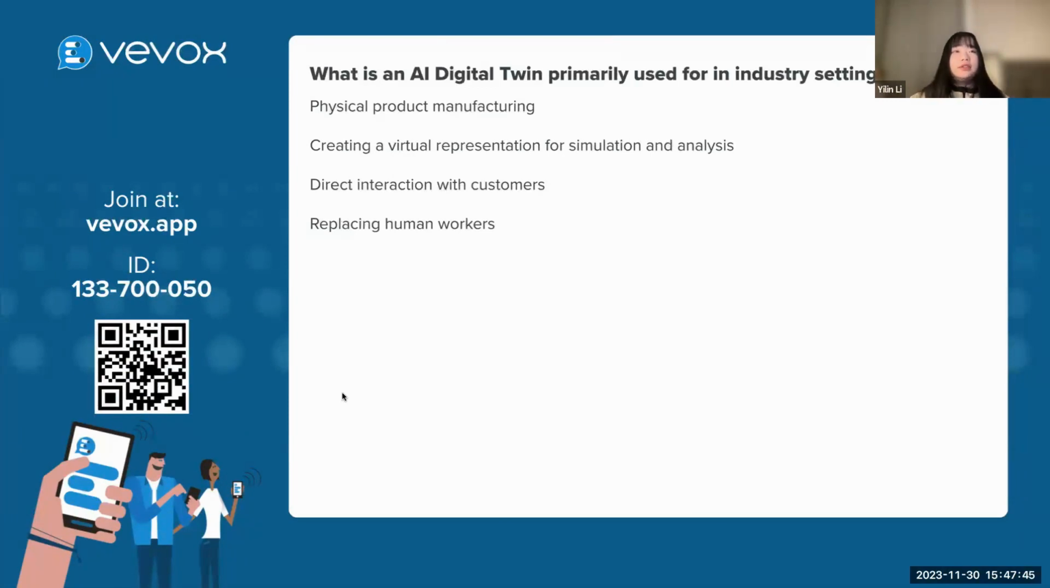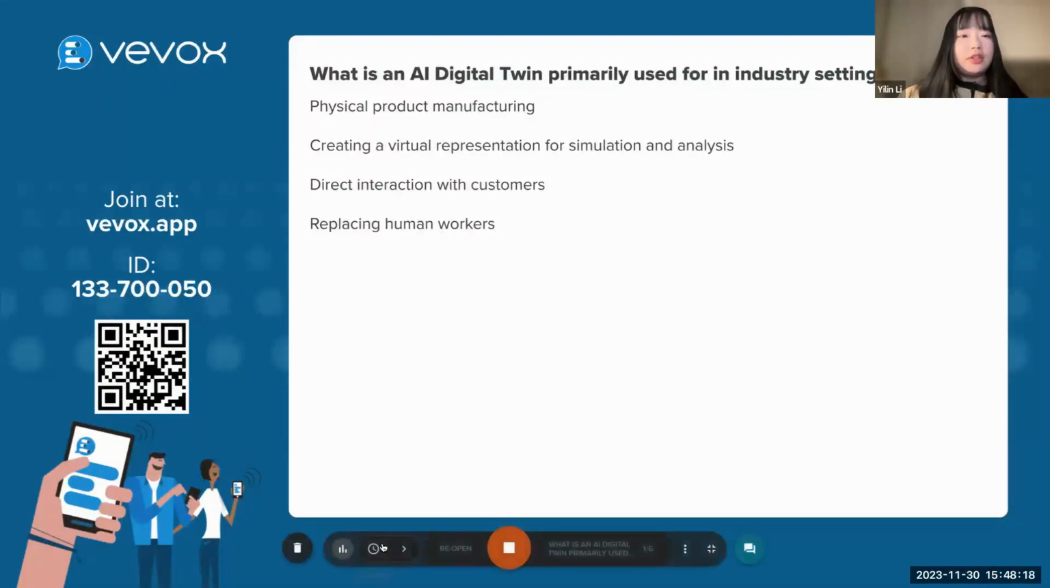The first question is, what is an AI digital twin primarily used for in the industry setting? Is it physical product manufacturing, creating a virtual representation for simulation and analysis, directly interacting with the customer, or replacing human workers?